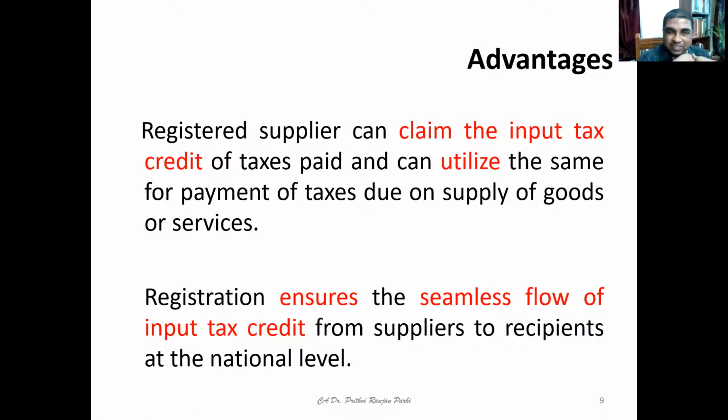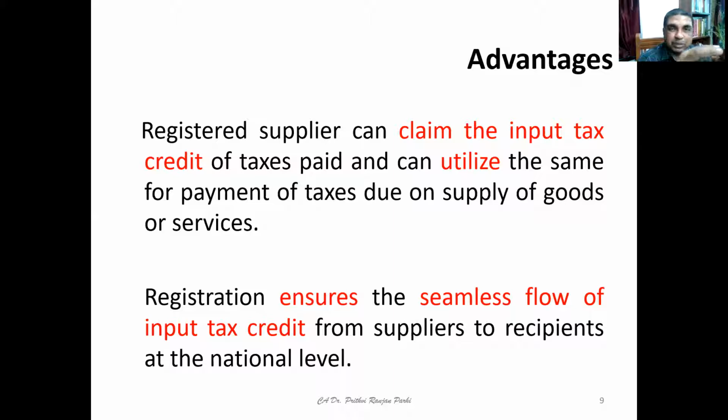Coming to the advantages of this GST registration process. The first advantage is that a supplier can claim input tax credit. Right. So this is the first advantage you can see. If a person is purchasing something or using some input, maybe input of goods or maybe input of services, and when receiving that input, if he has paid some GST, he can take input tax credit.